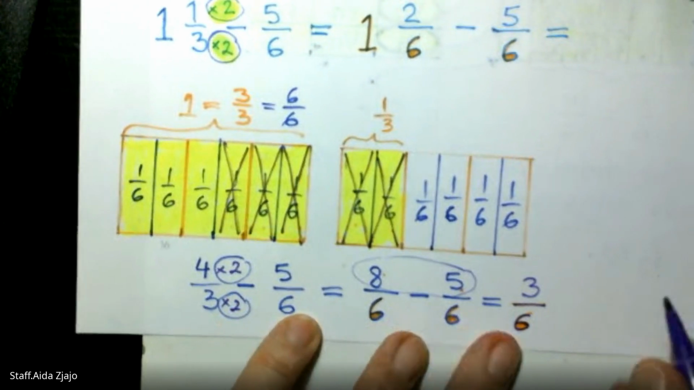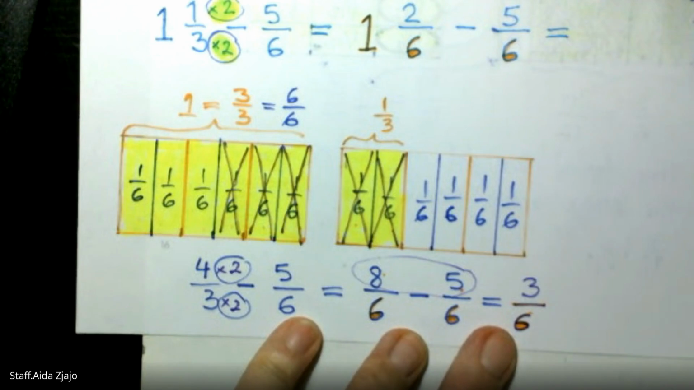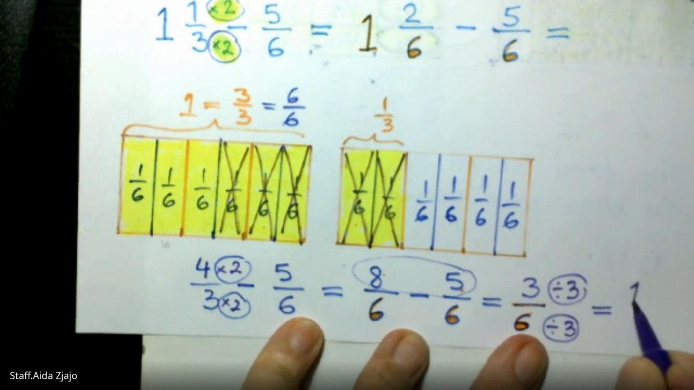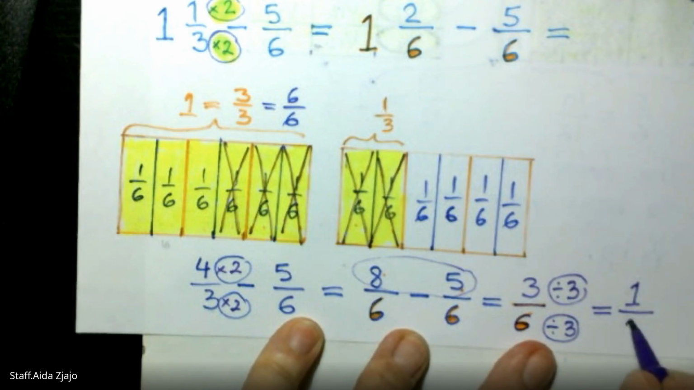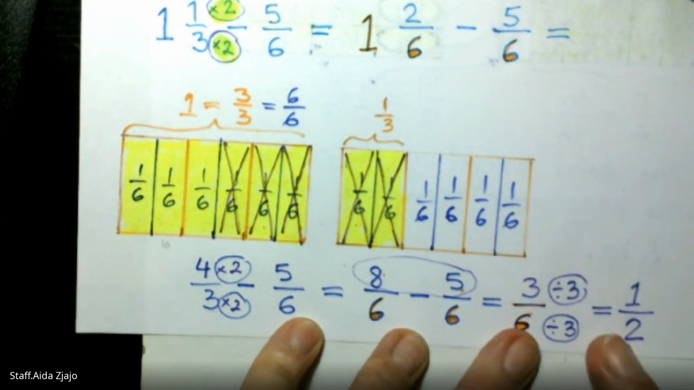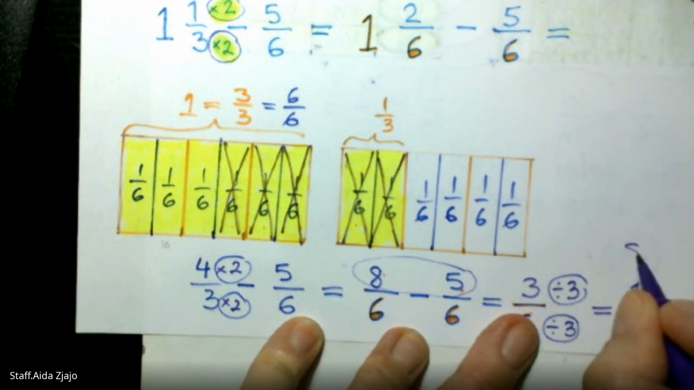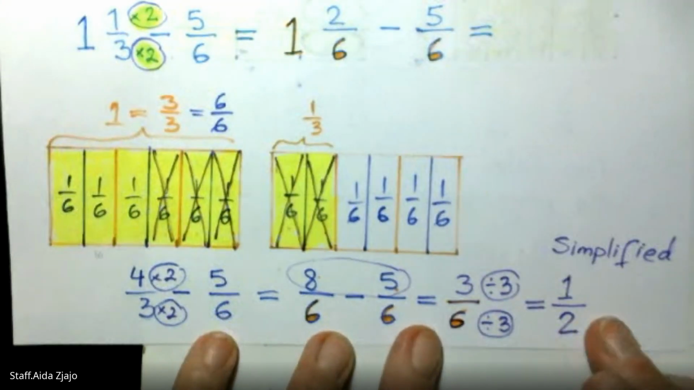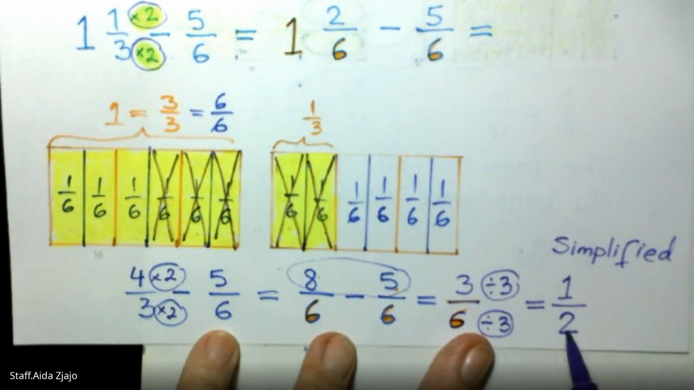So how can we prove it mathematically? If we find a number that we can divide both by, I can divide 3 by 3, and I can also divide the 6 by 3, and I will get 1/2. So this is the simplest form, the simplified answer. So 3/6 is the same as 1/2.